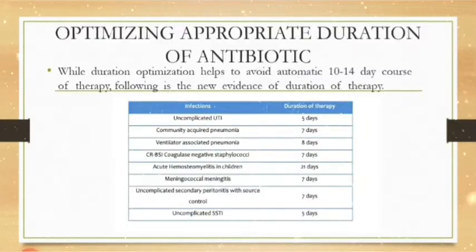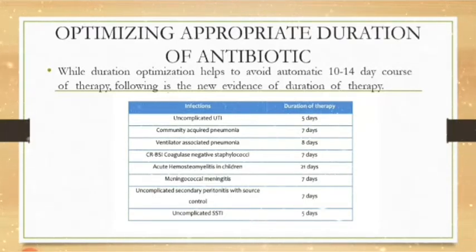Next is optimizing the appropriate duration of antibiotics. Duration optimization helps to avoid an automatic 10 to 14 day course of therapy. Following are the new evidences on duration of therapy. First is uncomplicated UTI: the duration of therapy can be 5 days. Community acquired pneumonia: the duration of therapy can be 7 days. Ventilator associated pneumonia can have 8 days of therapy. Catheter related bloodstream infection with coagulase-negative staphylococci can be treated for 7 days.